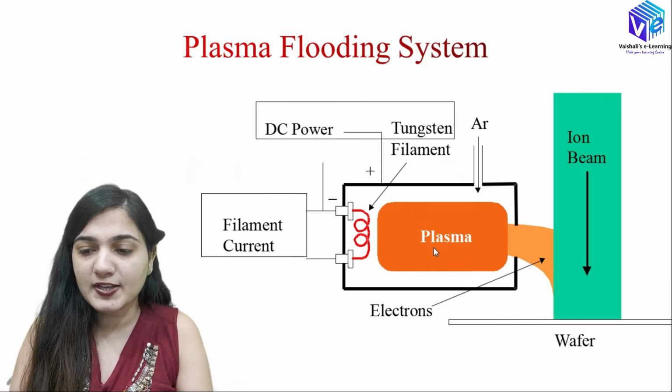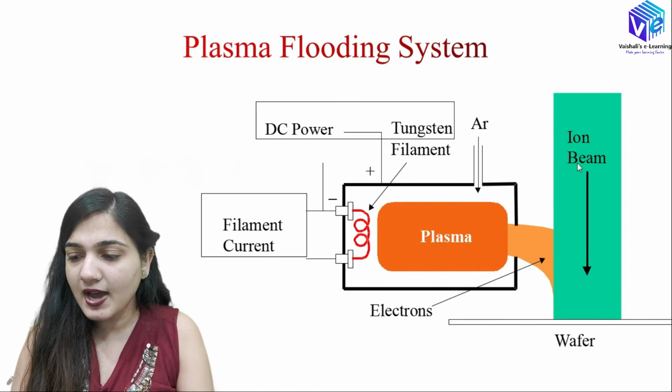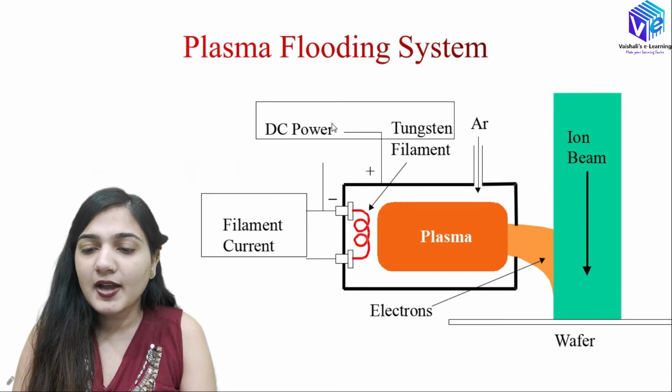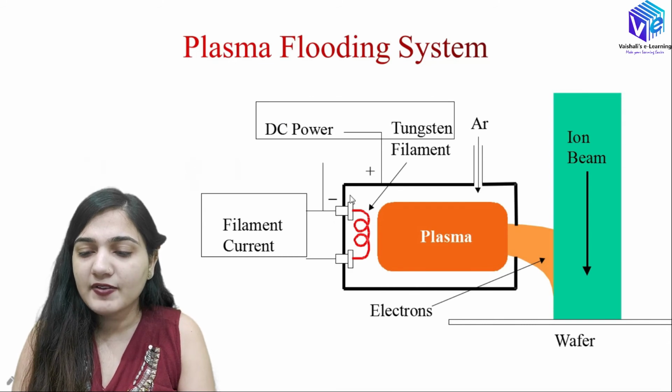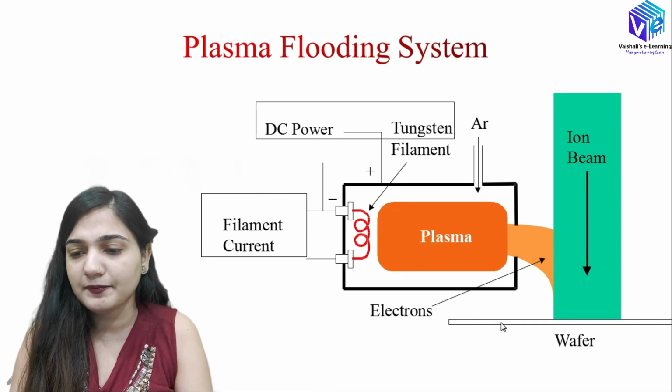So now coming to the plasma flooding system. You can see here, this is the ion beam. The plasma is flooded over here to neutralize the charge. Here you can see I am using the tungsten filament and the DC power. The high DC power and the high filament current will be making this plasma, and this plasma will be neutralizing the charges in the ion beam.